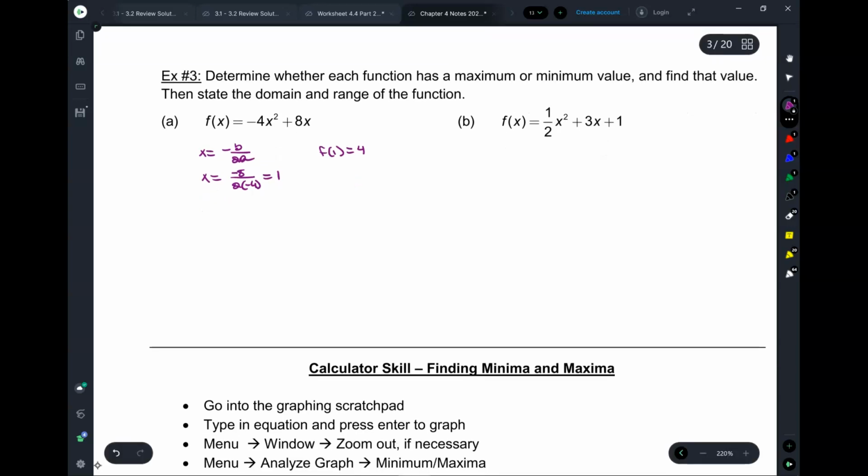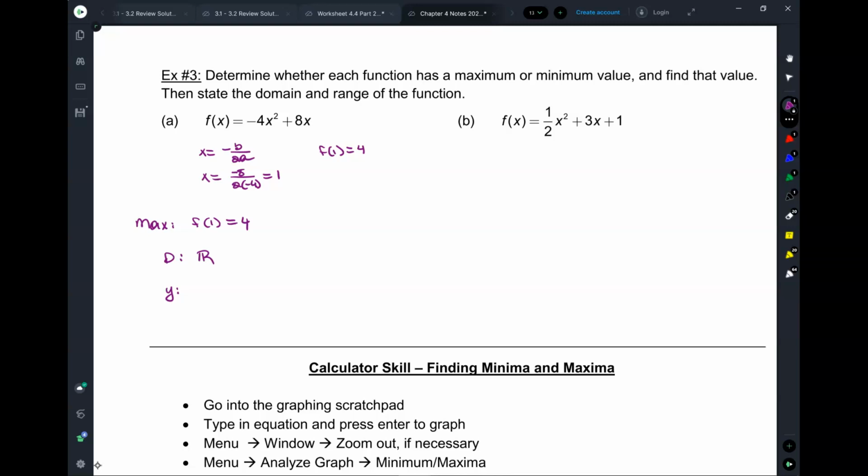So to answer these questions, we did the preliminary work. This has a maximum. You can do two things. You can either say the maximum is at (1, 4), or you can say f of 1 is equal to 4. F of 1 is equal to 4 means y is 4 when x is 1. I want you guys to get used to this notation before you get to pre-calc or calc. What else do we need to find here? Find the value. We found it. Domain is all real numbers. Range: since it has a maximum, everything is below it. So y is less than or equal to 4.